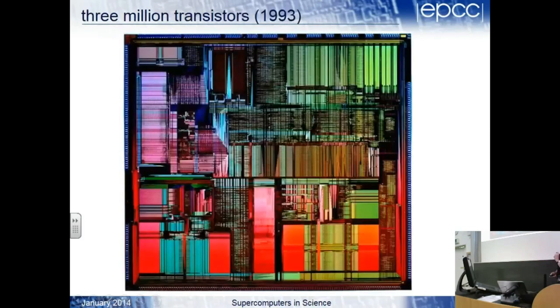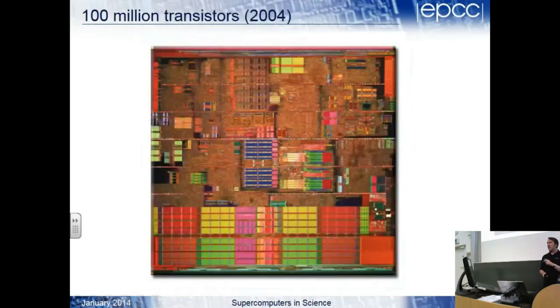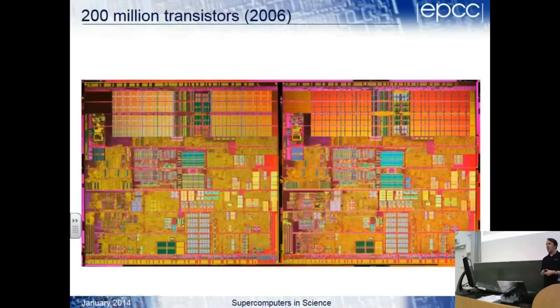So in 1993, we built this chip, had 3 million transistors. In 2004, our engineers, the people who designed these chips, were able to put 30 times as many transistors on. So then a couple of years later, we say, you can now put 200 million transistors on, okay? What did they do? Oh, well, there's something weird going on there, okay?